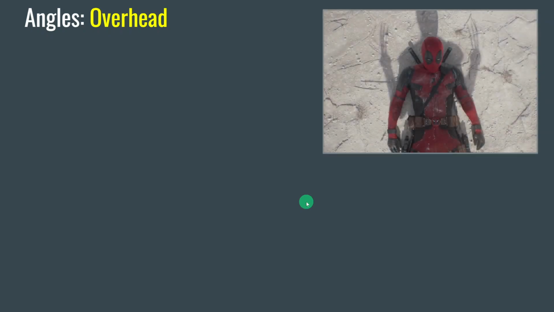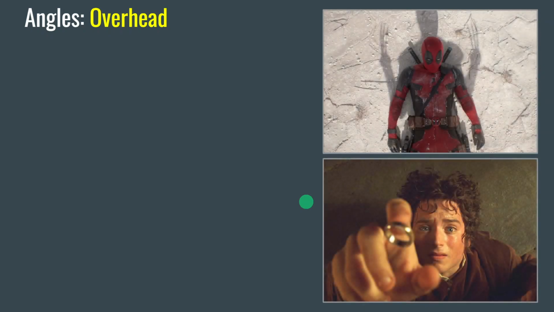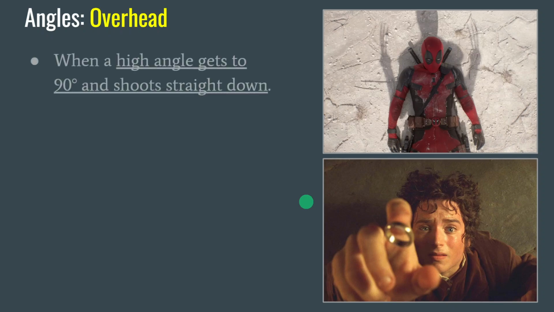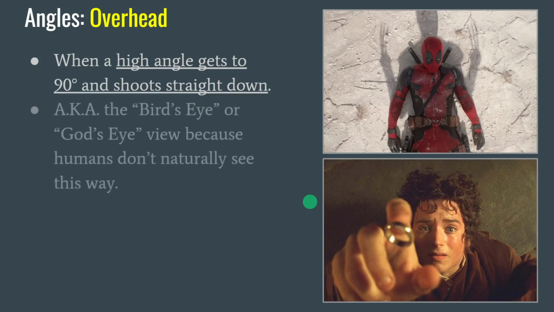When we get all the way up, we get to an overhead shot. So this is basically an extreme high angle. The overhead is when your high angle goes all the way up to 90 degrees and is pointed straight down. So this is similar to a high angle because we're up high pointed down, except this one's pointed straight down to the ground. So this one's called the bird's eye view or the God's eye view because humans don't naturally look this way.